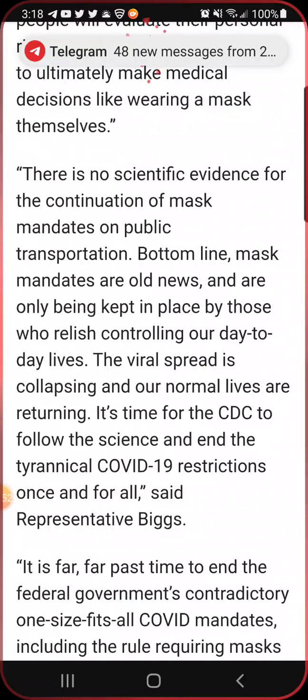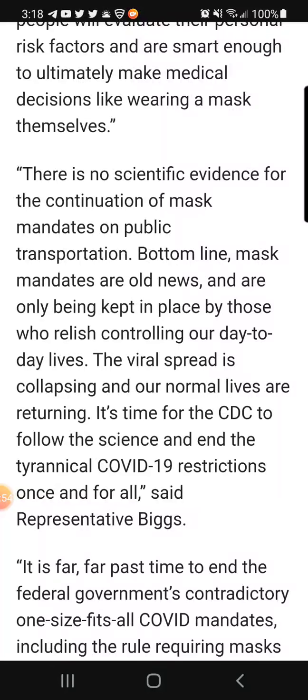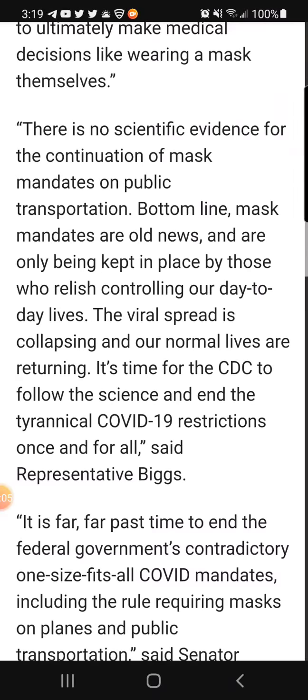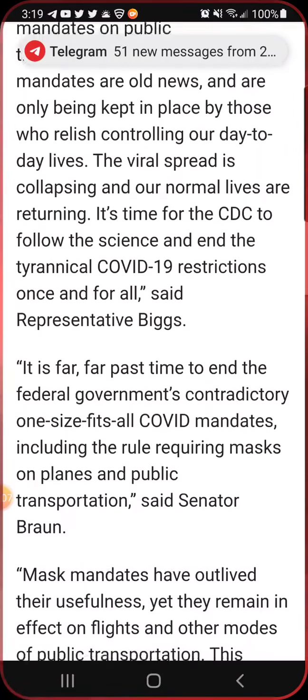He said also, Biggs said the viral spread is collapsing and our normal lives are returning. It's time for the CDC to follow the science and end those tyrannical COVID-19 restrictions once and for all. So that's what Representative Biggs said.